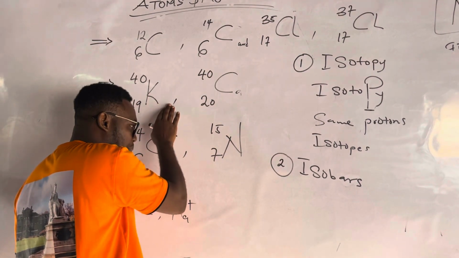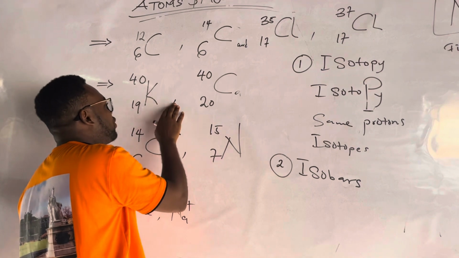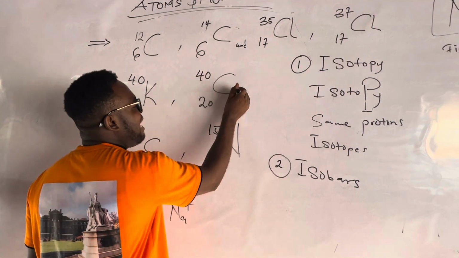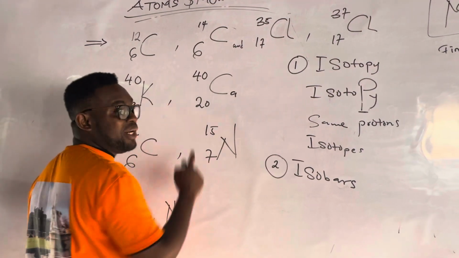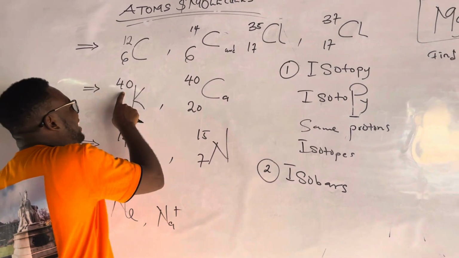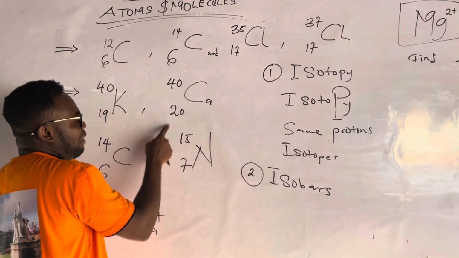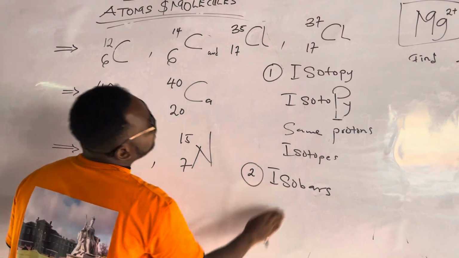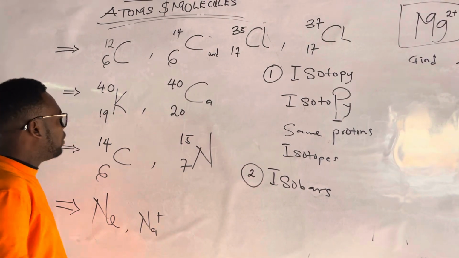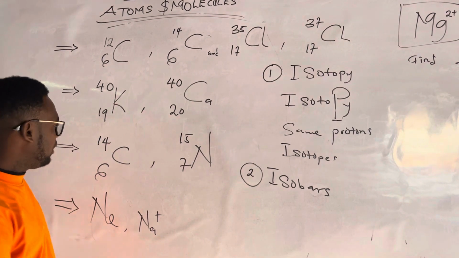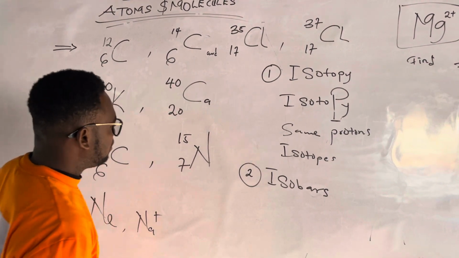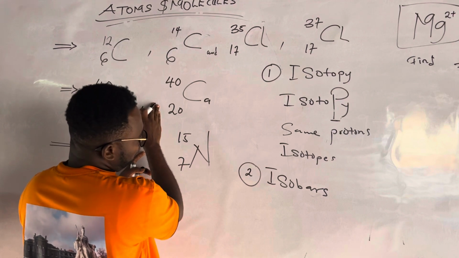This type of phenomenon, whereby atoms of the same or different elements, of course this is potassium and that one is calcium, have the same mass number but different atomic number, is called isobar. What about this one we are seeing here? Well, if you look at this one, this is an example of isobar.